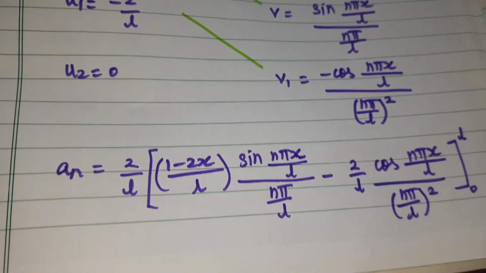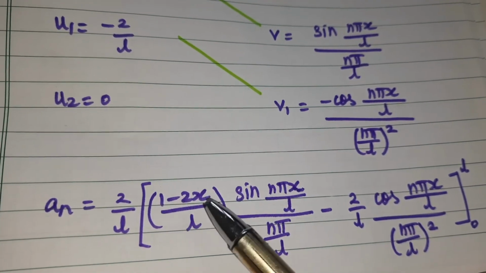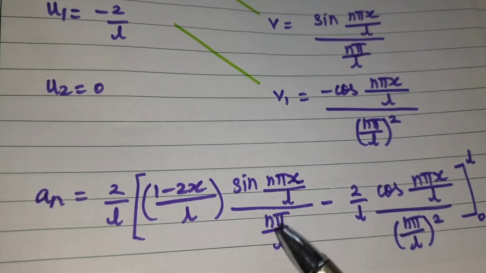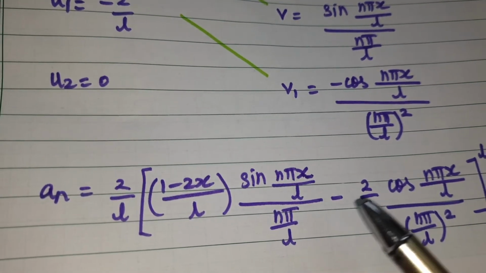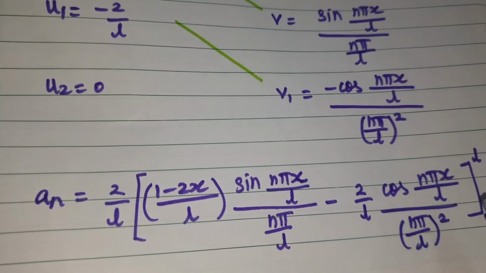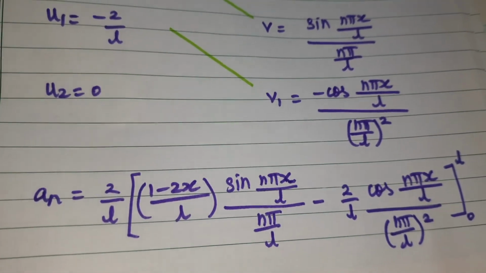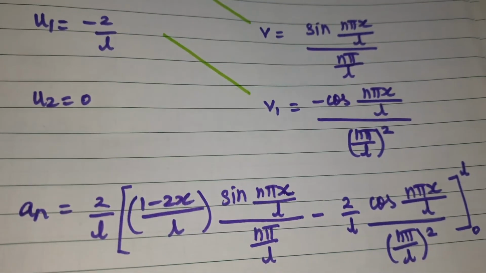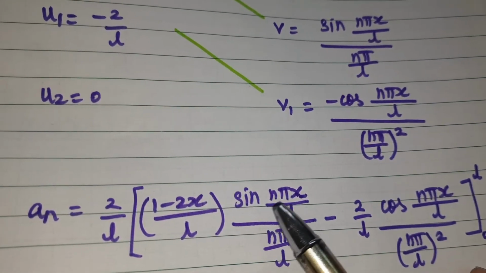Therefore a1 is equal to 2 by L into [(1 minus 2x by L) into sin(n pi x by L) into L by n pi, minus 2 by L into cos(n pi x by L) divided by (n pi by L) the whole square], over the interval 0 to L. Apply L and 0. When you apply L, it becomes sin n pi.